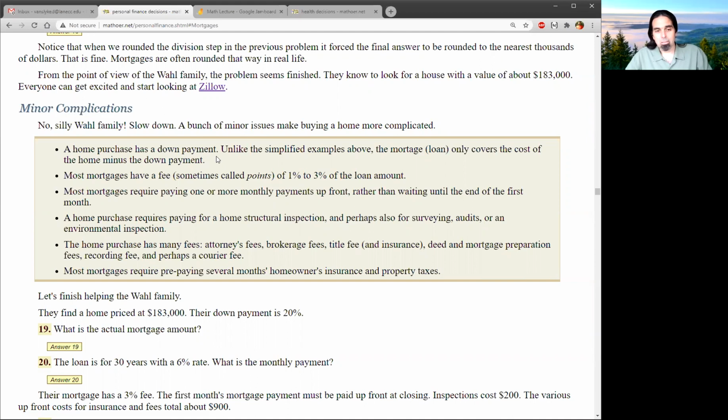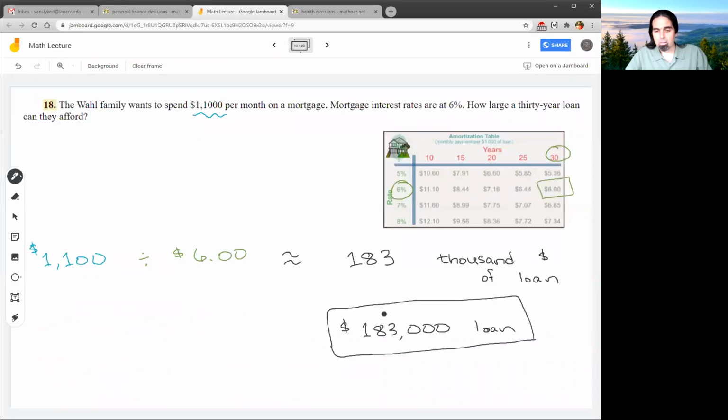We purposefully, in what we just did, included the down payment in our estimate, because in real life, the Waltons probably don't have a whole down payment just sitting around in the bank. They might go to grandparents or friends and say, hey, could you loan us some money that we'll pay you back to help us with our down payment?